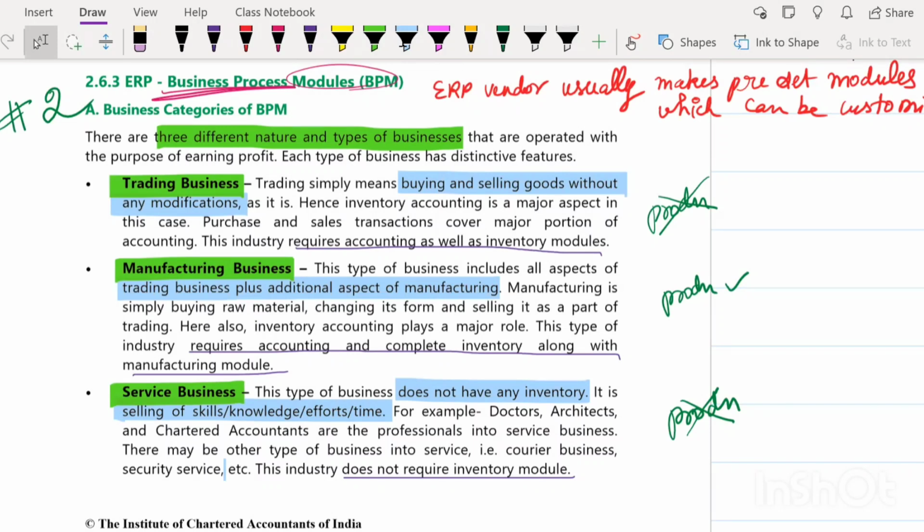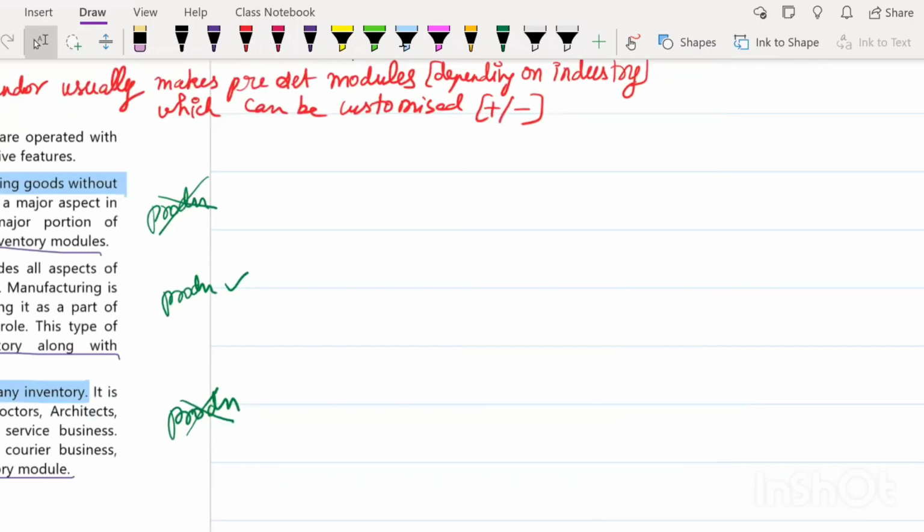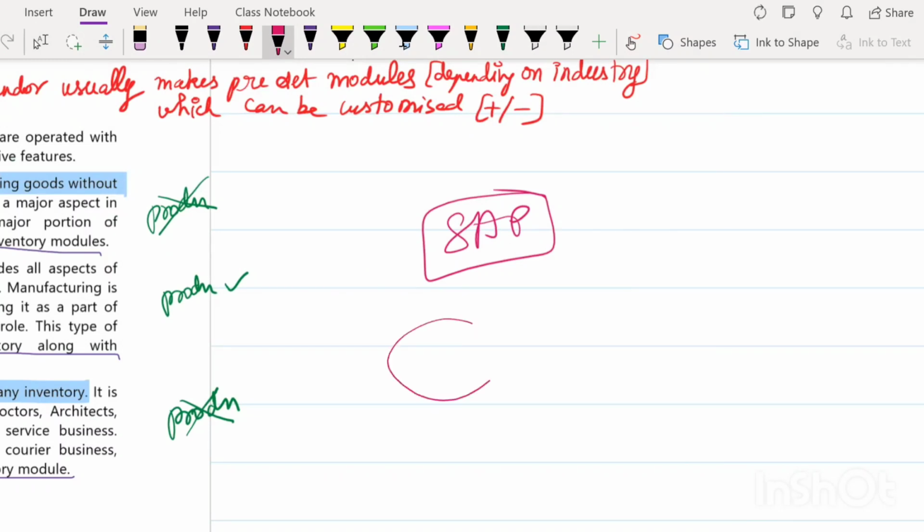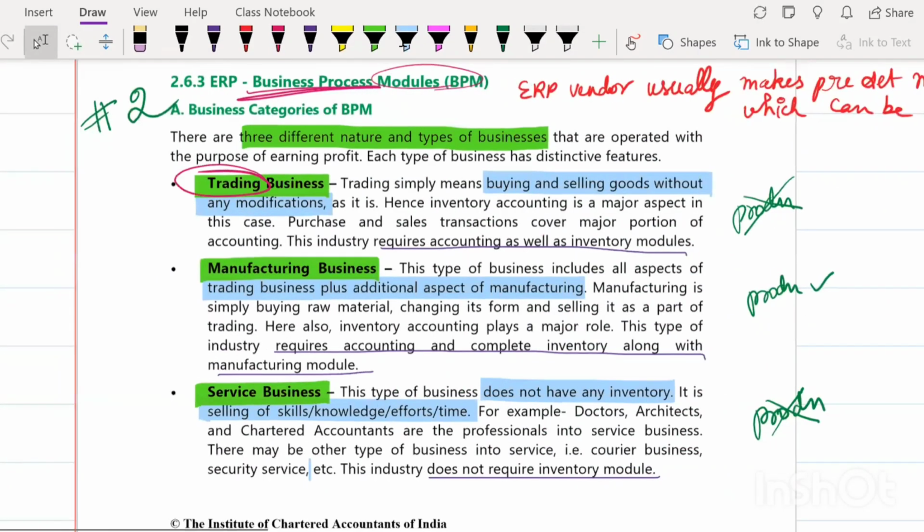Now, when we talk about modules of an ERP, usually in the industry, SAP is an example of ERP. So the SAP company will, depending on the different kinds of industries, have some preset modules. For example, if it is a trading business, they will have a set of modules. If it is a manufacturing business, they will have a set of modules. If it is a service business, they will have a set of modules.